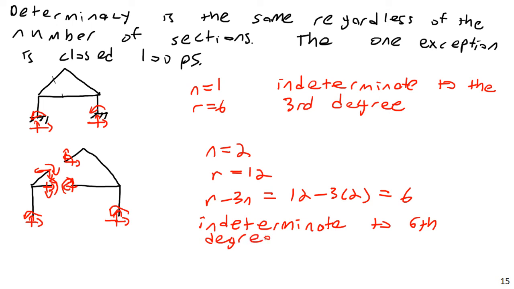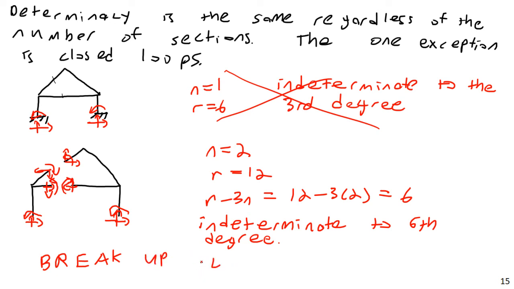So the moral of this example is, we got the incorrect result when we did not break up the closed loop. So again, what we have to do is break up closed loops when determining determinacy. So we must break up closed loops.